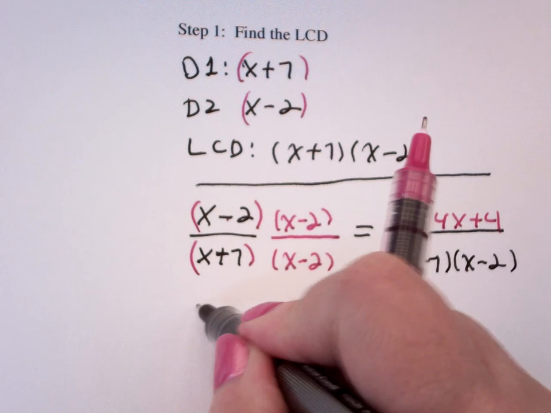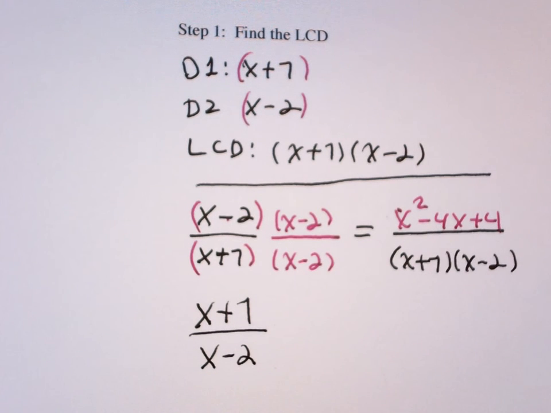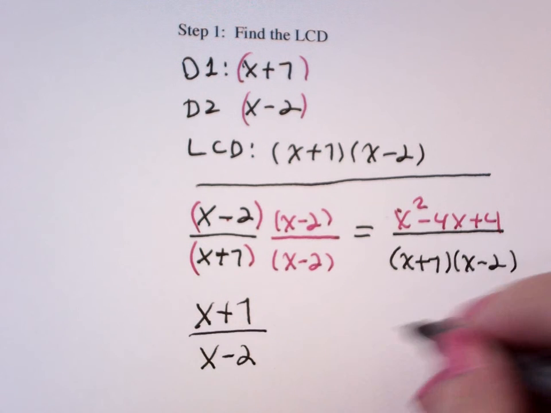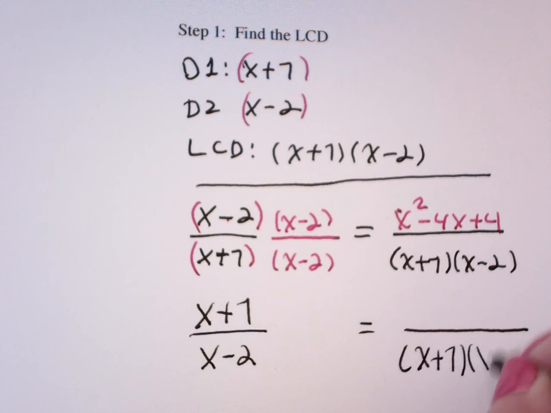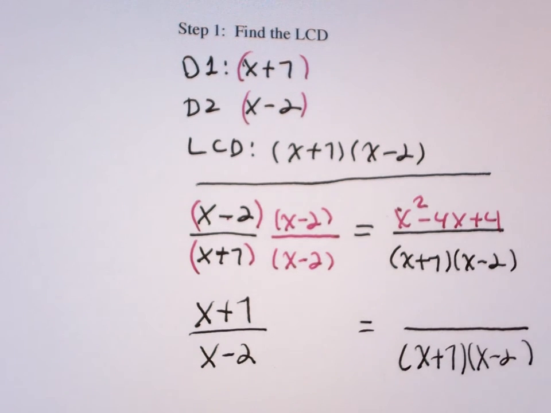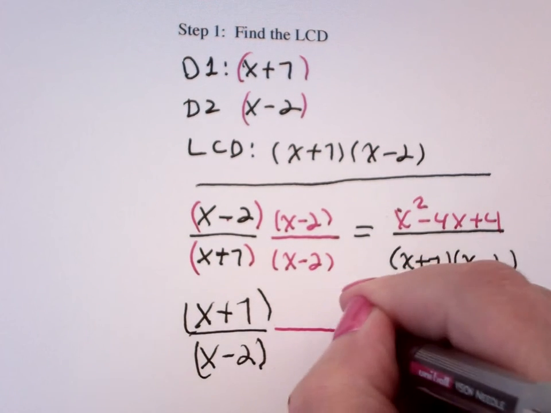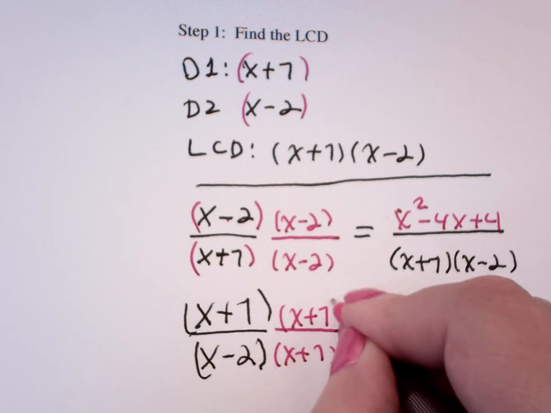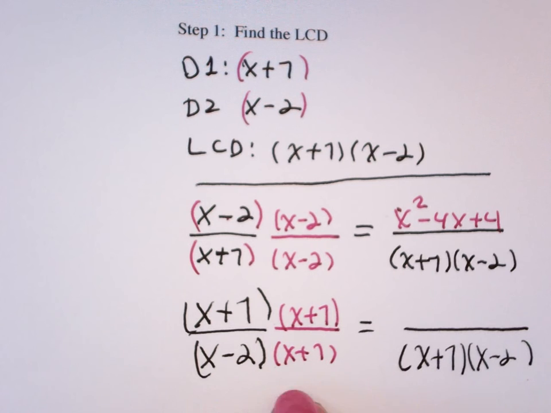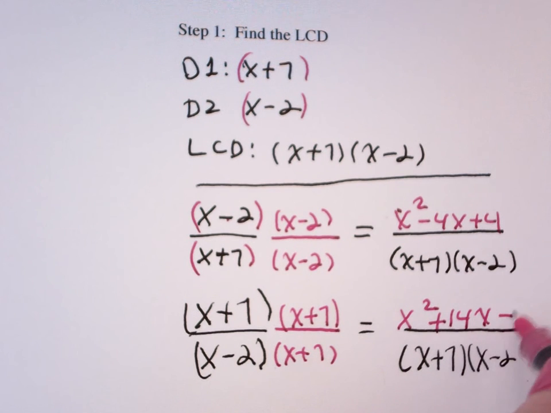The second one is x plus 7 over x minus 2. And again, I need to turn it into x plus 7 times x minus 2. This has an x minus 2. What it needs is an x plus 7. So that's my denominator. My numerator then becomes x squared plus 14x plus 49.